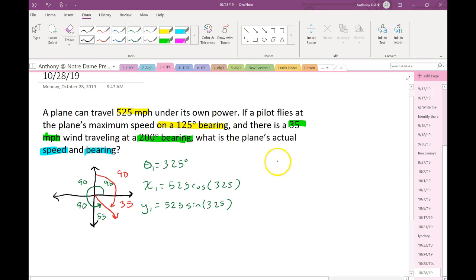I'm going to do the same thing now for the wind. So the wind has a 200-degree bearing, so 90, and 90 is 180, and then like 20 more is 200. And the angle that I'm really interested in, though, is this standard position angle. So 90, 90, and the complement of 20, which is 70. So that tells me that that angle is 250 degrees.